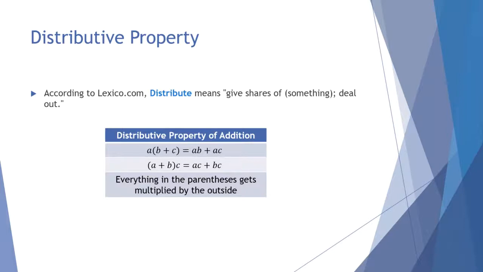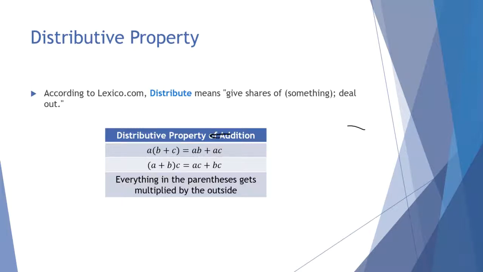The next property that you actually do anything with is the distributive property. So if we look up the word distribute, because I use that term again, I say distribute, so you want to know what that means. It says gives shares of something, deal out. So like if somebody says distribute this to your classmates or to your coworkers, you give everybody one of them. You're giving everybody a piece. And so that's really the idea behind the distributive property.